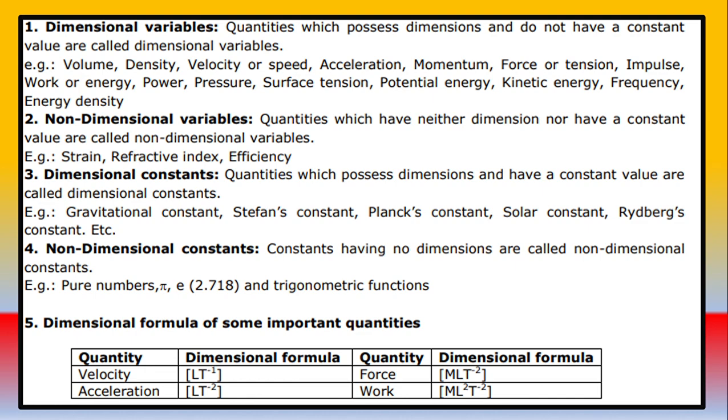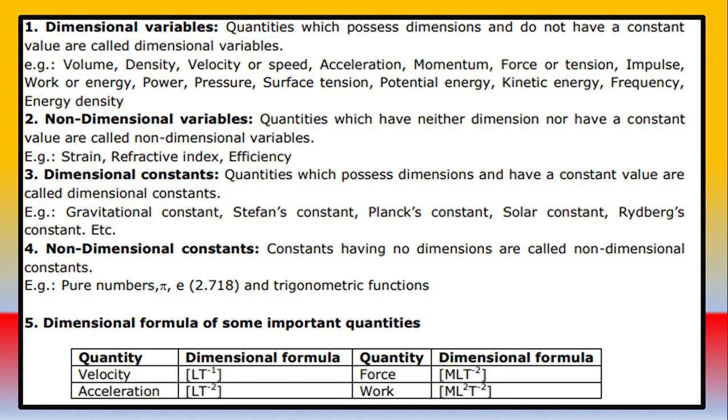Similarly, non-dimensional constants have no dimensions, like a pure number or pi, 3.14 value, you know. Similarly e, which has the value 2.718, and even trigonometric functions all come under non-dimensional constants. So you should know all this in detail with different examples, like a quantity and its dimensional formula.